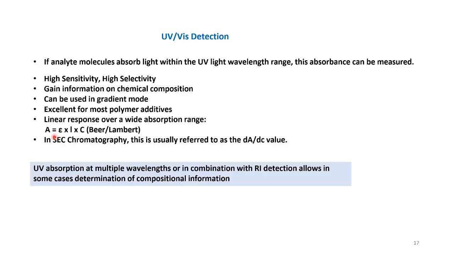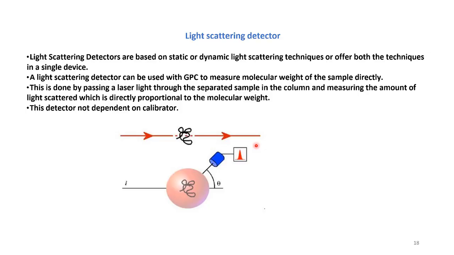This law of absorption we use normally in the UV spectrometer also. With the same formula, we can detect the concentration, which is a linear response, and that's why it is a very sensitive technique for the detection of our chemical composition. And then the size exclusion chromatography, usually referred to as SEC. Here this is the Beer-Lambert law, and so absorption is also used in SEC chromatography. We calculate the concentration with the help of this formula. The UV absorption at multiple wavelengths, or in combination with refractive index detection, allows better determination of the composition information.